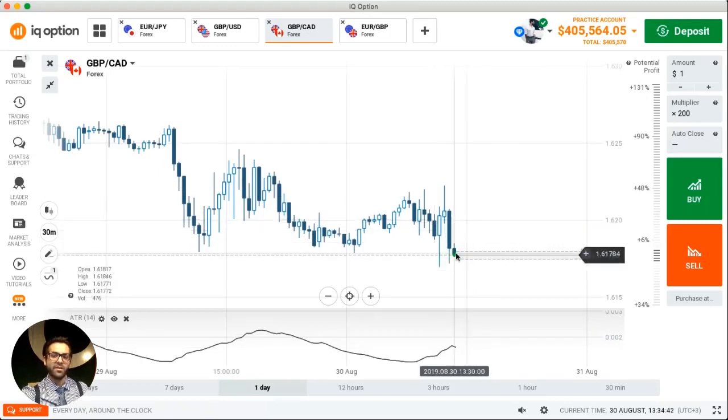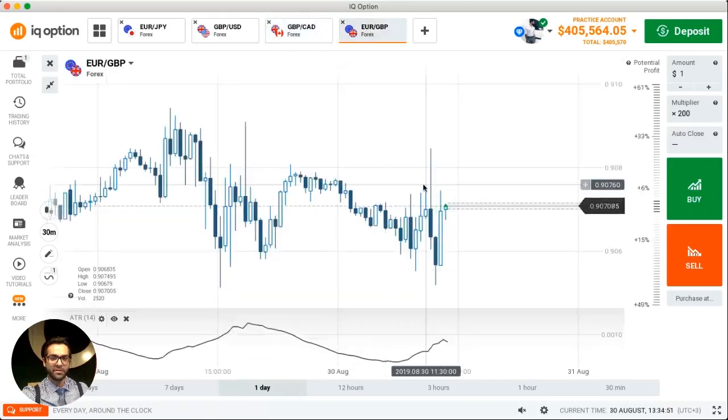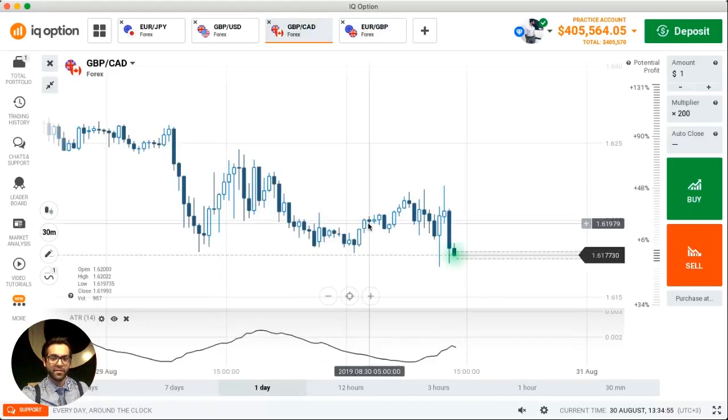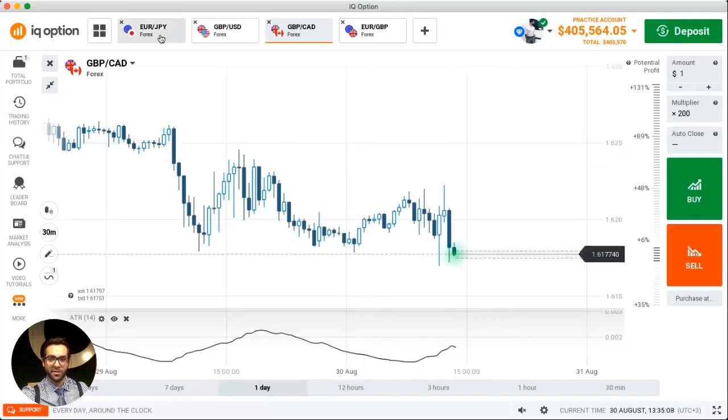So let's say that we put $100 in GBP CAD, $100 trade, and a $100 trade in Euro GBP, right? And let's assume that we guess both trades correctly. They're both in profit. This one will make me a lot more profit because it's twice as volatile, right? As long as we guess the direction correctly, which again can be done with the other 2 setups here, this one will make me double the profit.